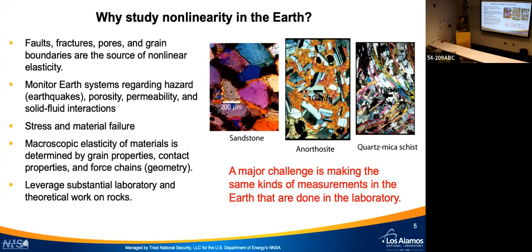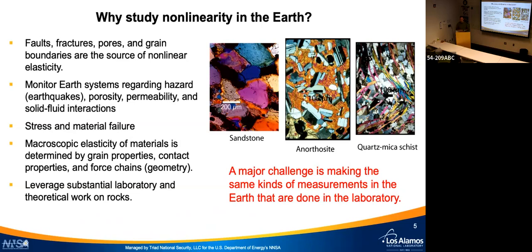transmitted across those boundaries. So when we want to monitor systems regarding hazard, porosity, permeability, and solid-fluid interactions, those things are all occurring essentially at these compliant boundaries. So we also care about stress and material failure. The integrity of a material has a lot to do with what these contacts are doing. And the macroscopic elasticity of materials is determined by grain properties, contact properties, force chain geometry, all that kind of stuff. And we can also leverage the substantial laboratory and theoretical work on rocks to try to understand what we can observe in the Earth.